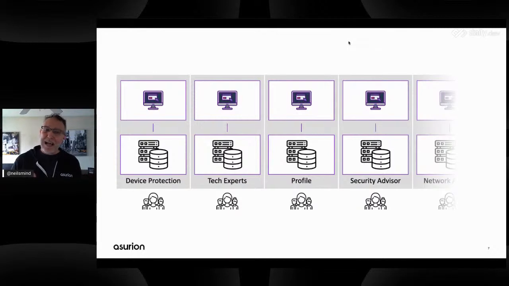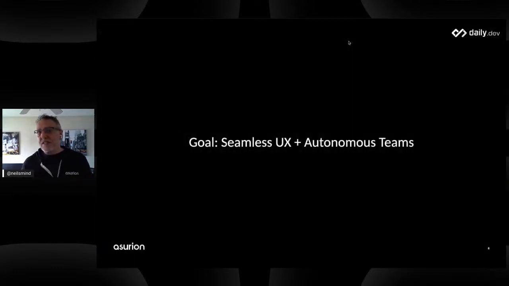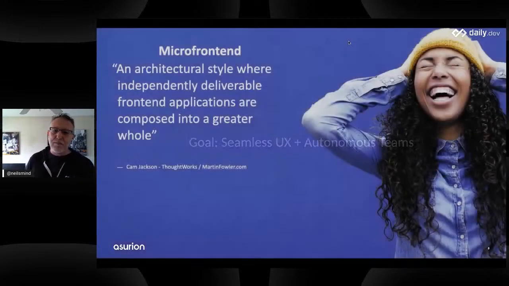And so this is actually quite good for engineers to a degree, in the sense that they can independently release, develop, and build. But for customers, it's not as great, because they can't find the things they want, and we don't feel like a unified company. So our goal is a seamless user experience and autonomous teams. For the users, we want them to have the feel of one site, and for the teams, we want them to be independent.